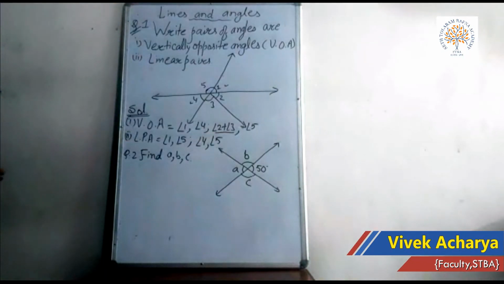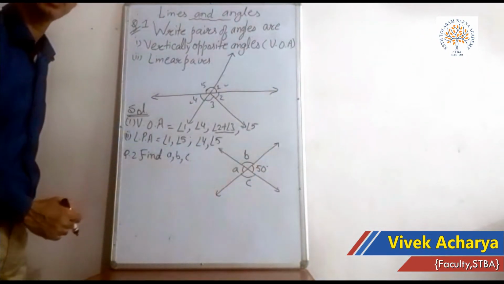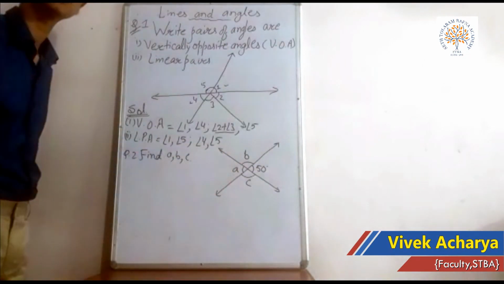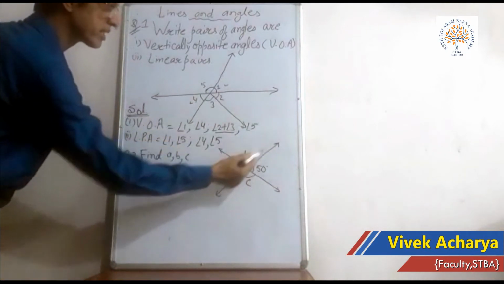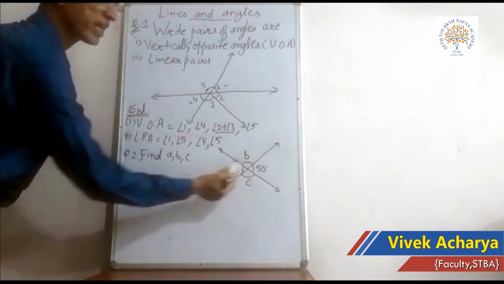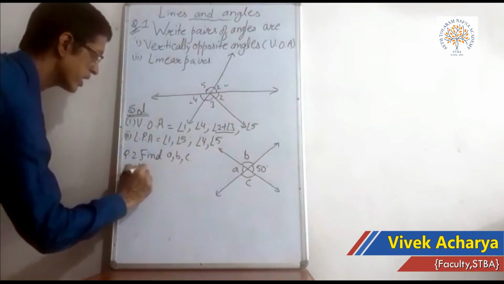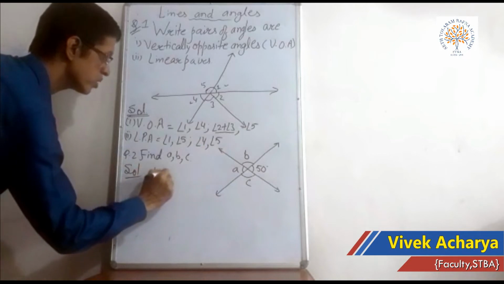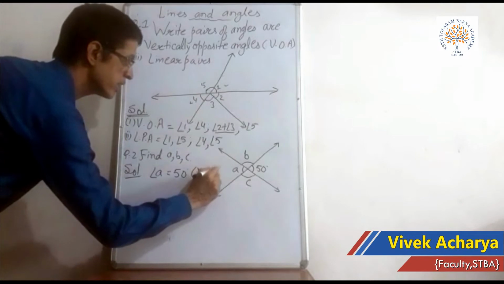Now you can see question number 2 here. We have to find angles A, B and C in this one. Two lines are intersecting each other. So children, as you can see, when two lines intersect each other, the vertically opposite angles are equal. So in the solution, angle A is equal to 50 degrees. In short, you can say it is vertically opposite angles.